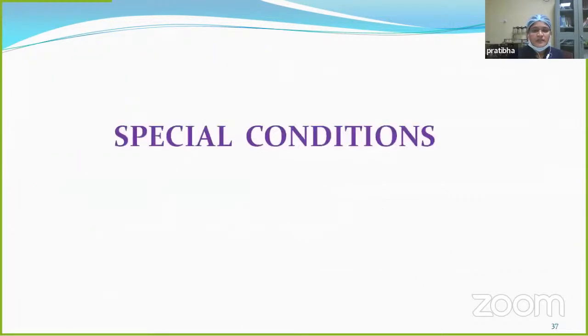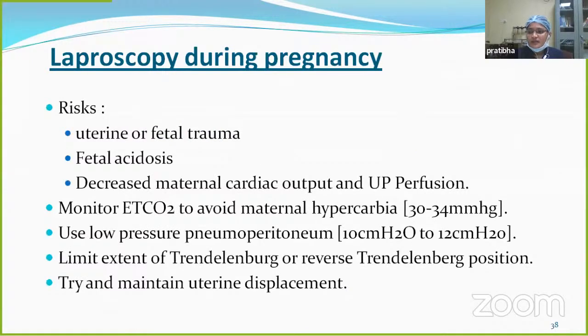Some special conditions, like laparoscopy: risks associated with laparoscopy are uterine or fetal trauma, and fetal acidosis due to increased carbon dioxide insufflation, reduced maternal cardiac output, and reduced uterine perfusion. Monitor end-tidal carbon dioxide levels to avoid maternal hypercarbia, keeping it at about 30 to 34 mm of Hg. Use low pressure pneumoperitoneum, about 10 to 12 centimeters of water, limit the extent of positions like Trendelenburg and reverse Trendelenburg, and try to maintain uterine displacement.